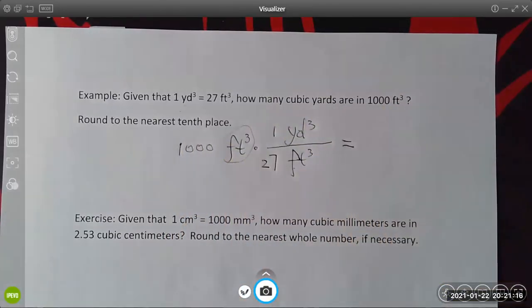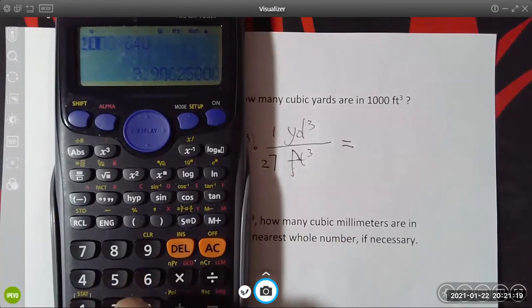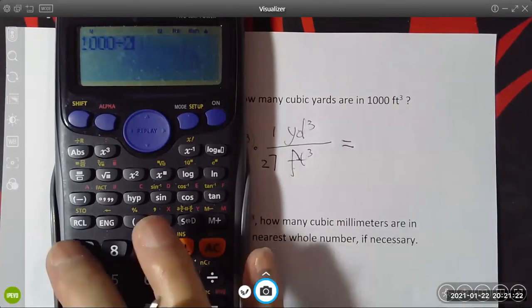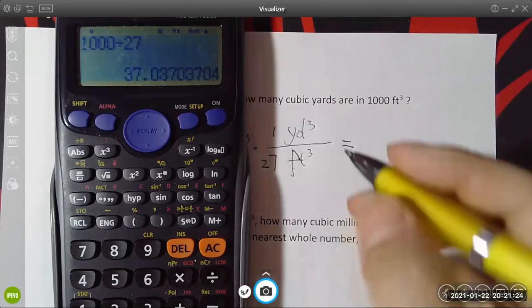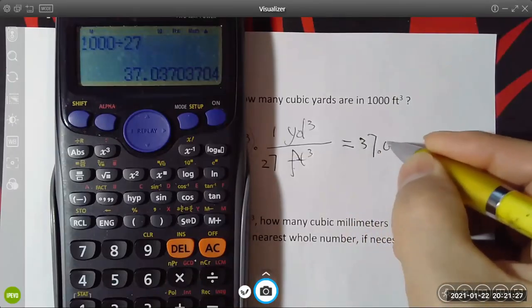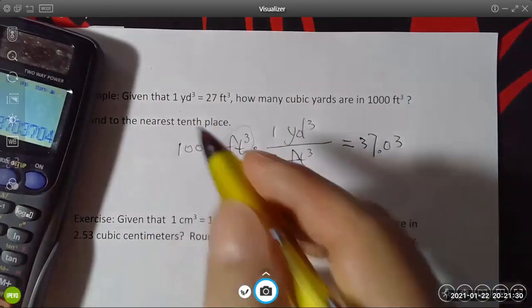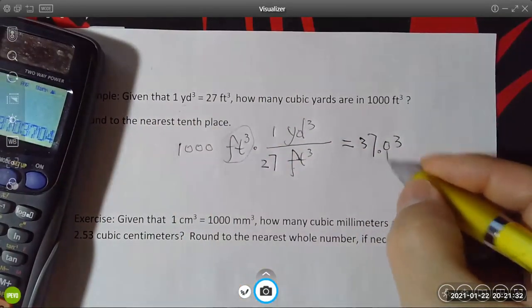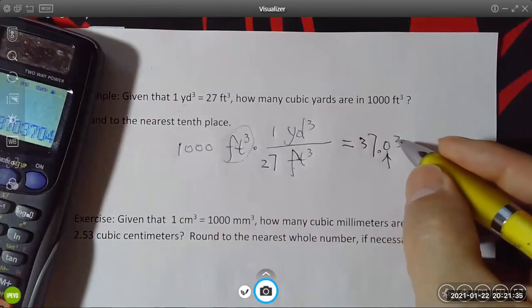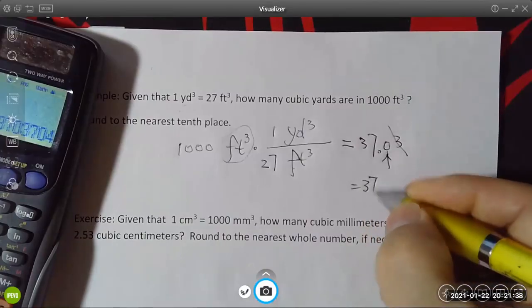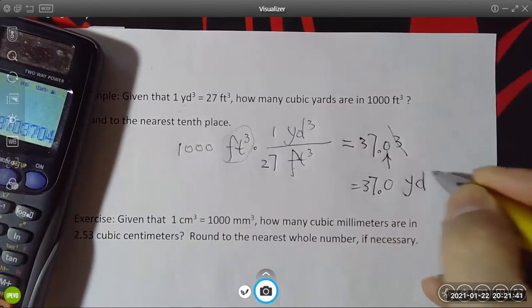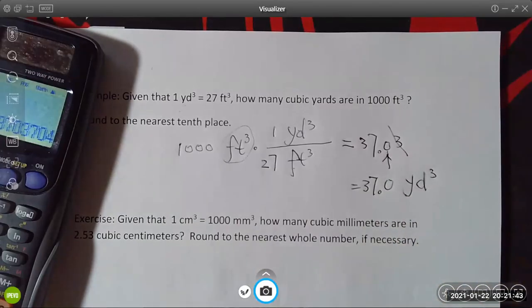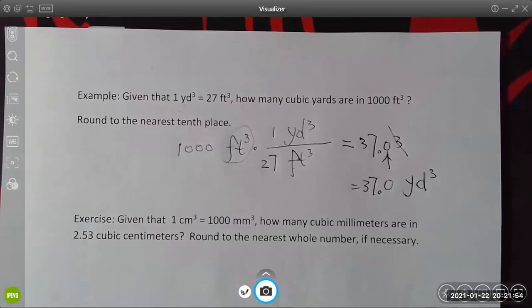So let's do that. 1,000 divided by 27 is 37.03. I stop here because we only need 1 decimal digit. That's why I just use 2 digits to round. This is smaller than 5, so it's truncated. So 37.0 cubic yards. If you write 37 cubic yards, that would be wrong. Because the requirement is to round to the tenth place, you have to have a digit to occupy that place that you round to.